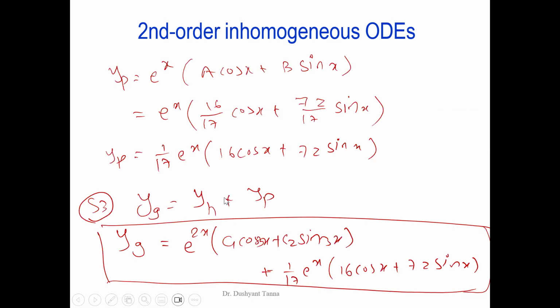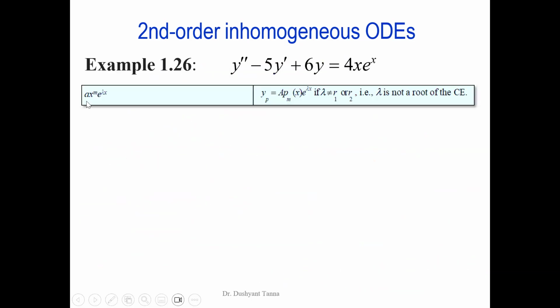Let's go back and do that example. So this is A x^m e power lambda x. Whenever such is the case, our yp is a polynomial in x times e raised to lambda x, just ensuring that lambda, the exponential power, is not the same as a root of the characteristic equation. So let's get started. What is our lambda? Lambda is 1 here.